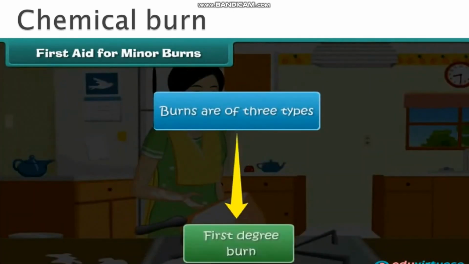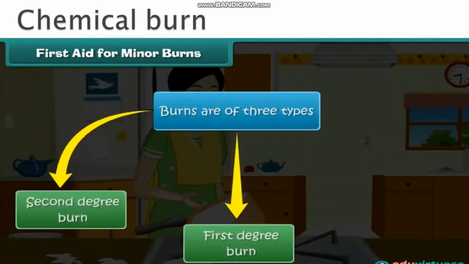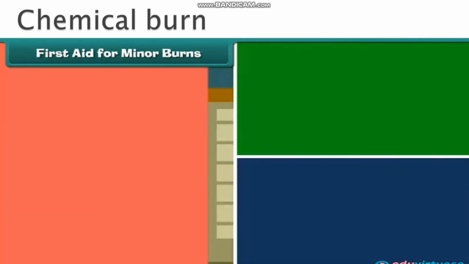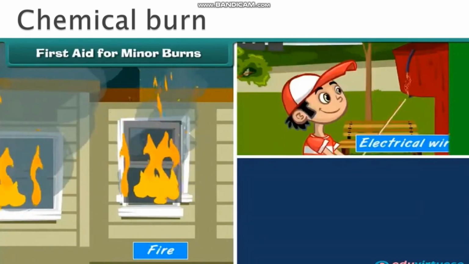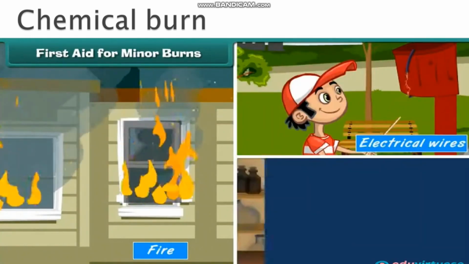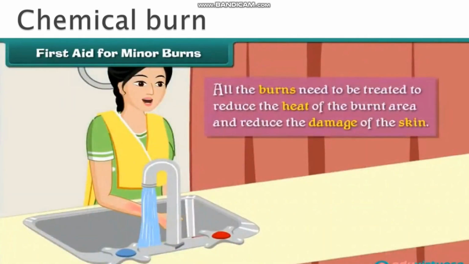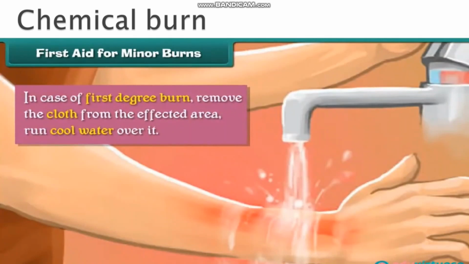There are 3 types of burns: first degree burn, second degree burn and third degree burn. Any kind of burn can be caused by fire, electric wires or chemicals. All the burns need to be treated to reduce the heat of the burnt area and reduce the damage of the area. In the case of first degree burn, we need to remove the cloth from the affected area and run cool water over it.